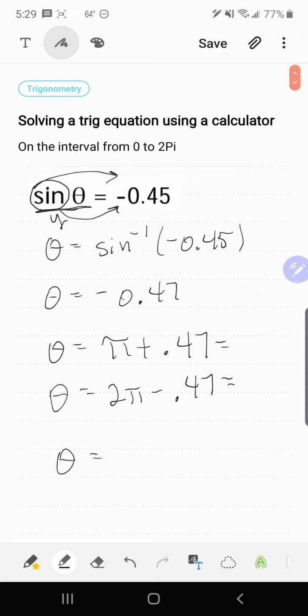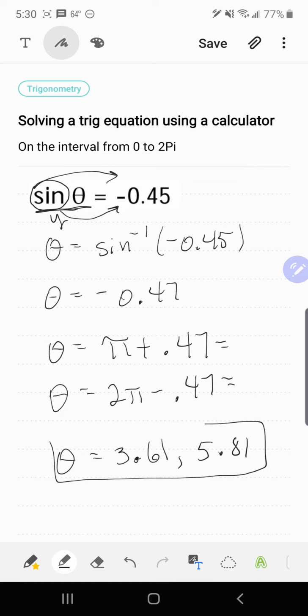And so if I go to my calculator, pi plus 0.47 is 3.61. And the other angle, 2 pi minus 0.47, is going to be 5.81. And so those are my two radian angles on the interval from 0 to 2 pi that satisfy this equation.